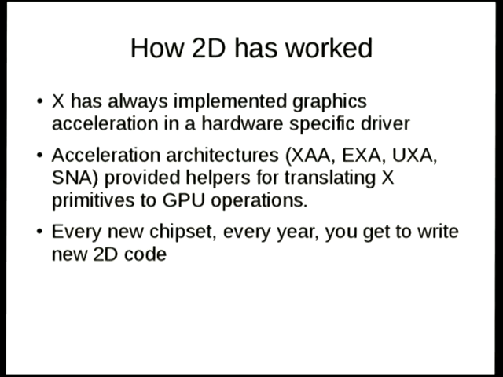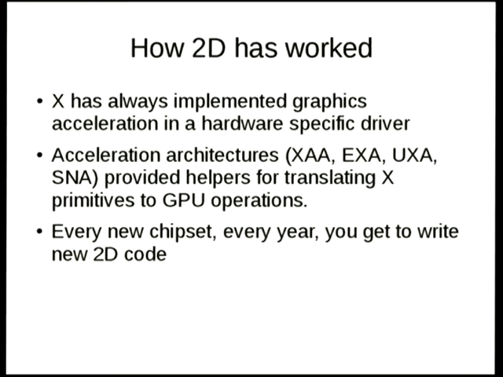So X has always had 2D acceleration done in device-specific drivers, right? We have these acceleration architectures in the X server that try to take the really complicated X.org rendering model and map it to a few primitives that your hardware can hopefully accelerate. The common primitives recently have been solid fills, copy area, and the render extension, which is a blending operation.